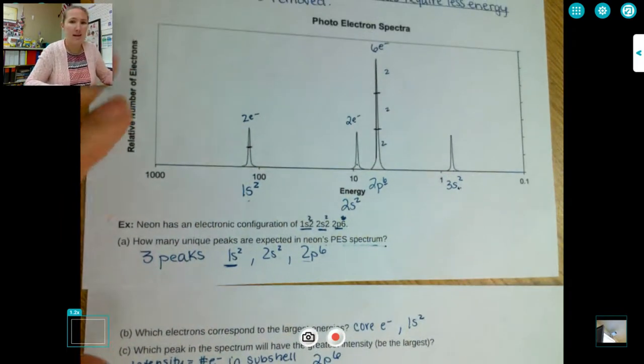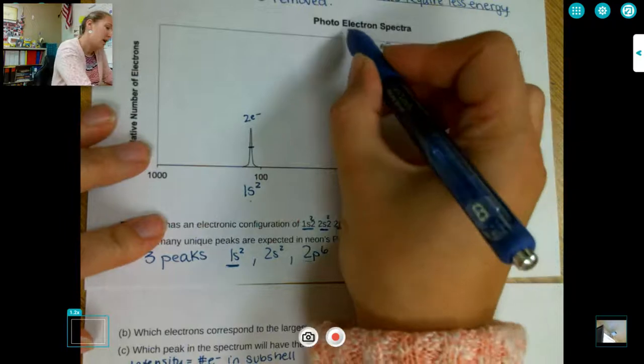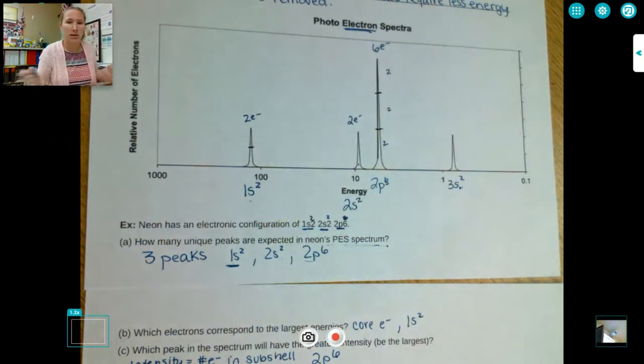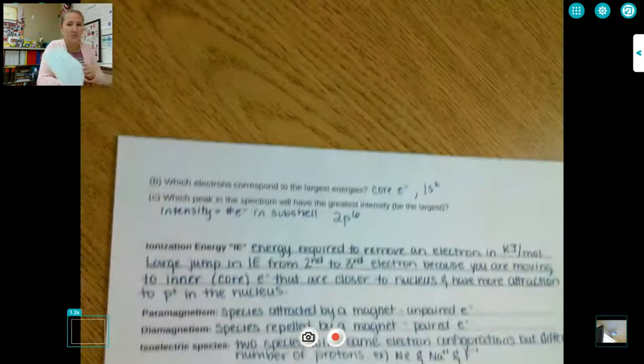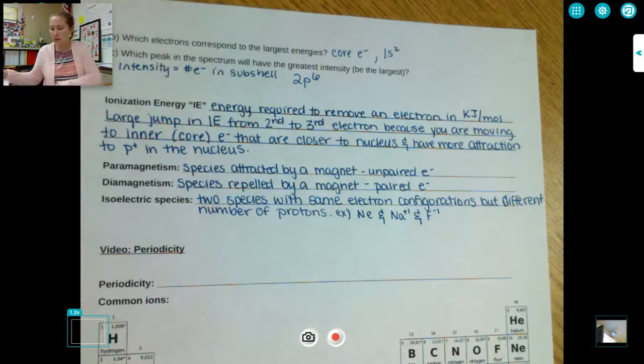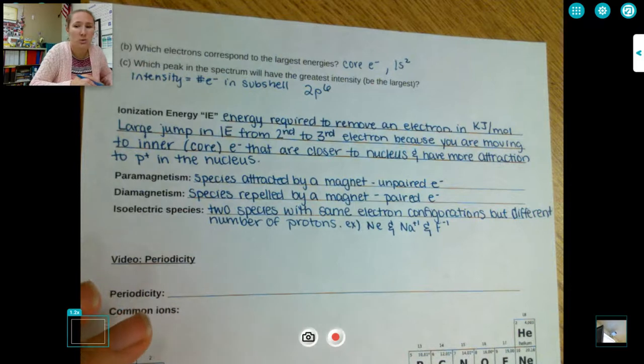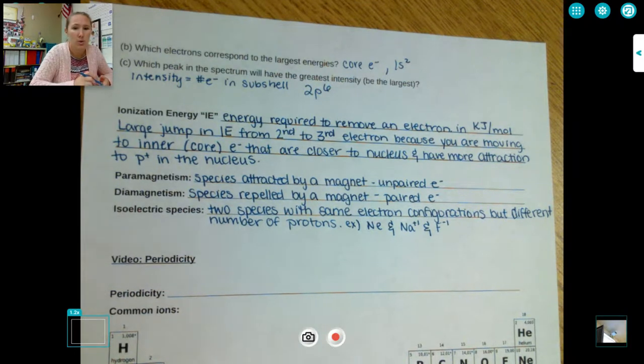Okay. So again, photoelectron spectroscopy is just our electron configurations and the energy required to remove those electrons. What would it take to remove it? Which then gets us into ionization energy. And ionization energy, which we've talked about before last year in chem, is the energy required to remove an electron in kilojoules per mole. And we're going to see that there's a large jump in ionization energy from the second to third electron because you're moving to more core electrons that are closer to the nucleus and have more attraction to the protons in the nucleus.